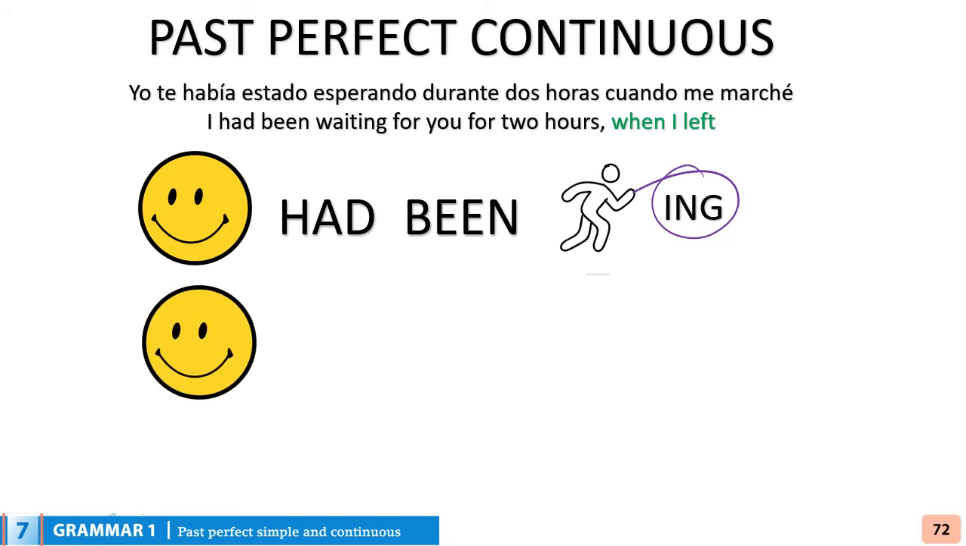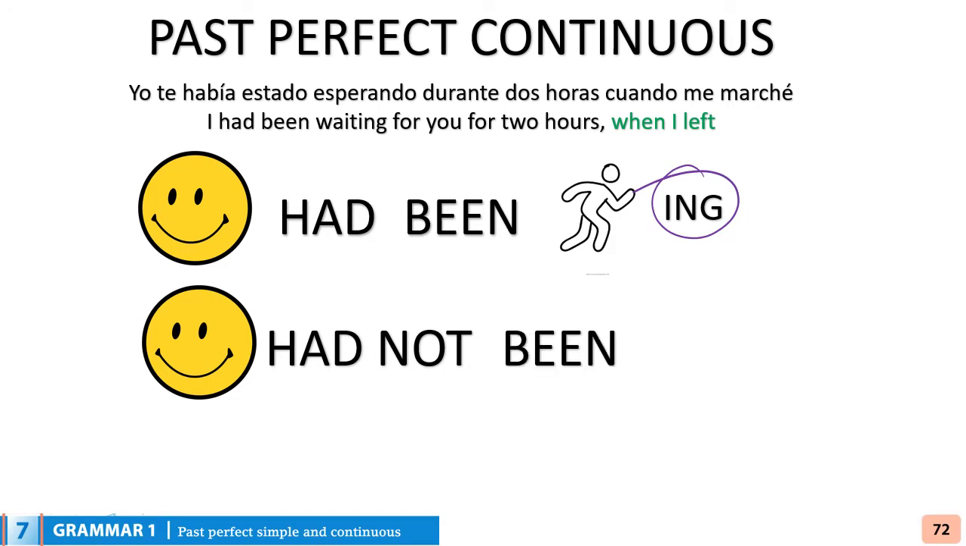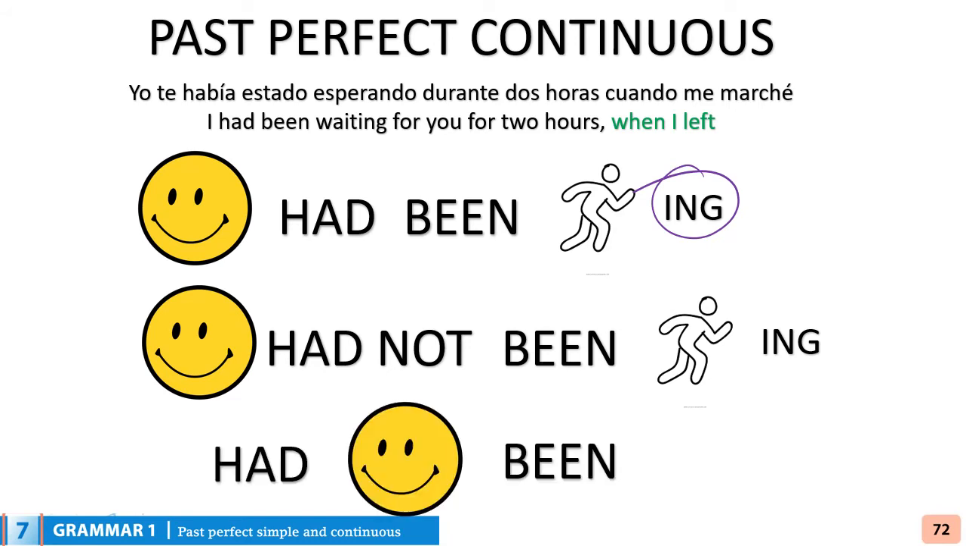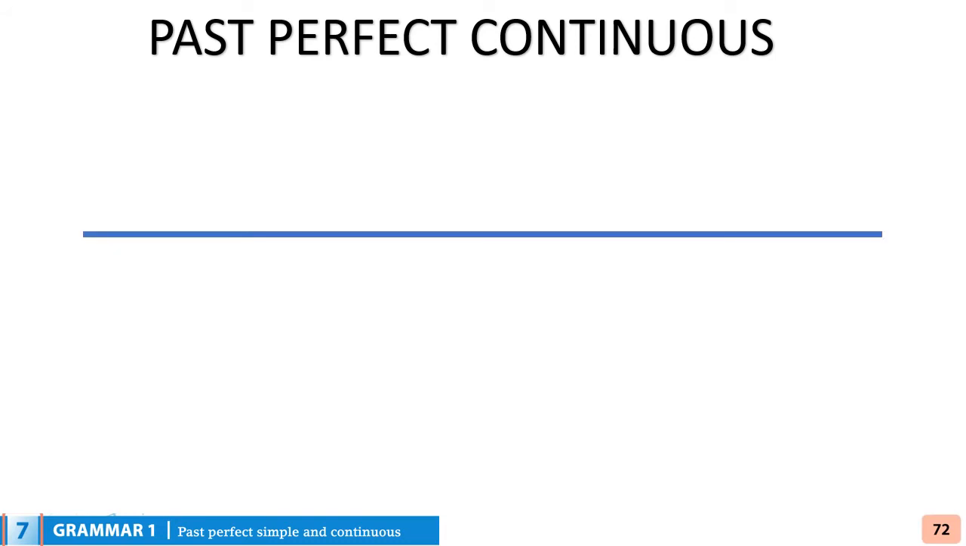If I want to say no, easy. Instead of had, you have to say had not or hadn't been, and the verb and in ing. And for questions, had you been waiting for me for a long time? Okay, before I came? That's right. So, when am I going to use the past perfect continuous? Let's take a look. Now, this is a timeline, okay?